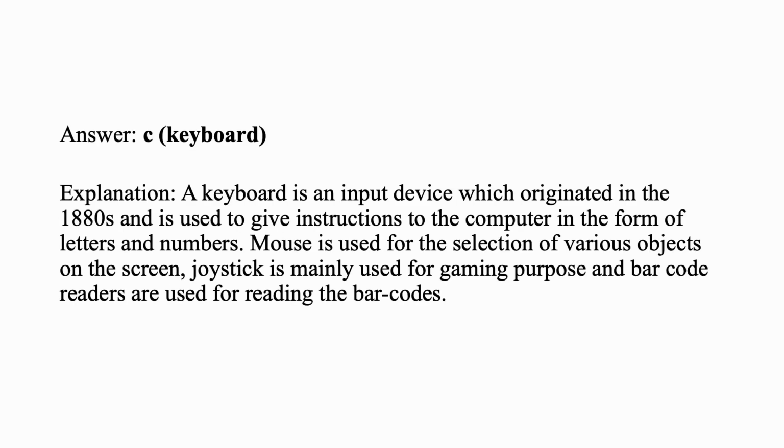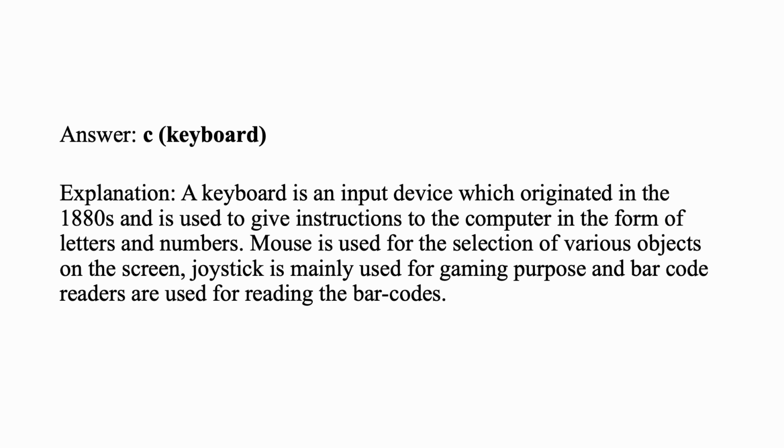So a keyboard is an input device which originated in the 1880s and is used to give instructions to the computer in the form of letters and numbers. A mouse is used for the selection of various objects on the screen, and joystick is mainly used for gaming purpose, and barcode readers are used for reading the barcodes.